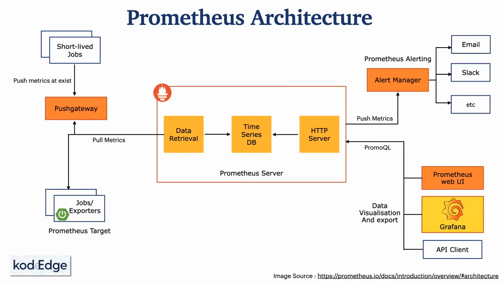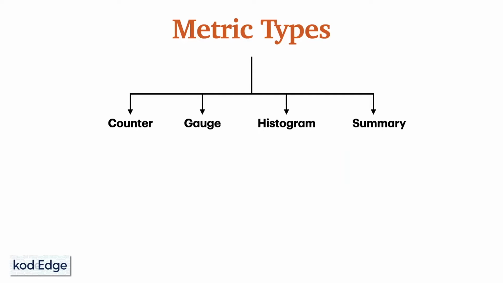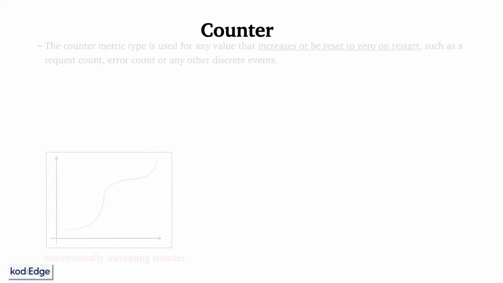So Prometheus offers 4 core metrics types. So first is a counter, second is a gauge, third is a histogram, and last one is a summary. Now let's understand all the metrics individually. So let's start with the counter metrics.